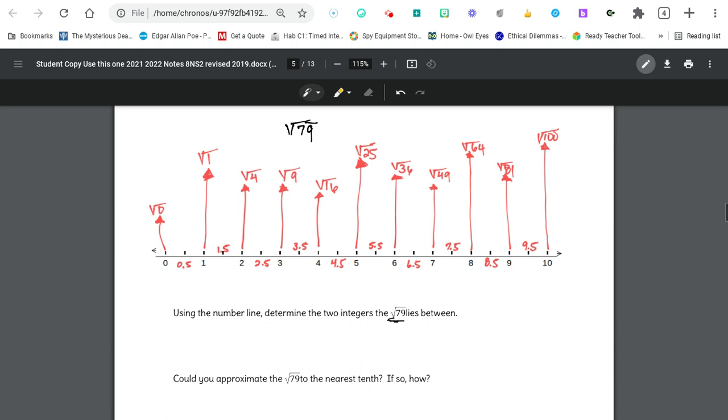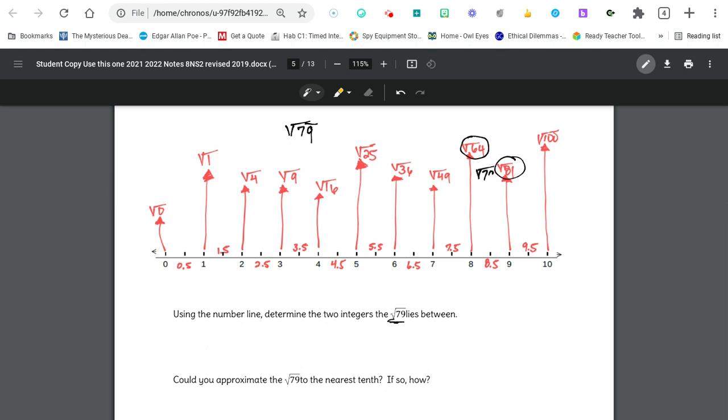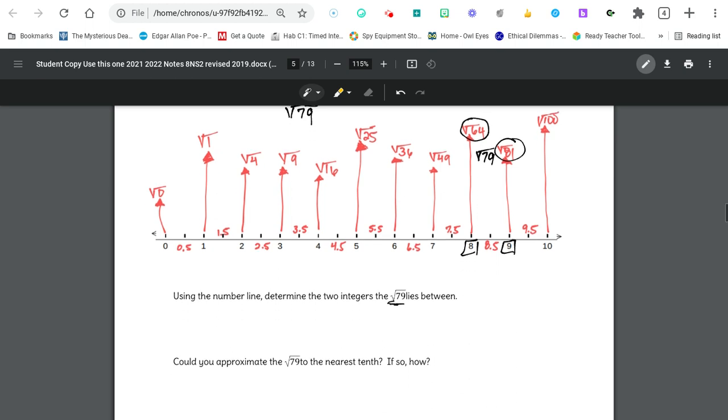All right, this is what you should have gotten. The square root of 79 lies between the square root of 64 and the square root of 81. It's after 64 but before 81. As you can tell, 79 is really close to 81. So I already know that the square root of 79 is going to be closer to the square root of 81, which is 9. But the two whole numbers it lies between would be 8 and 9. Square root of 64 is 8. Square root of 81 is 9. So when it says determine the two integers, the square root of 79 is between 8 and 9.